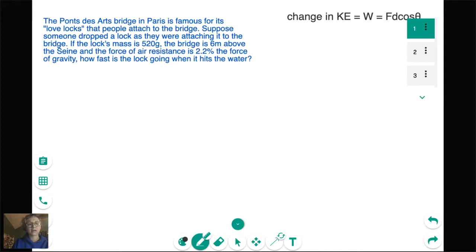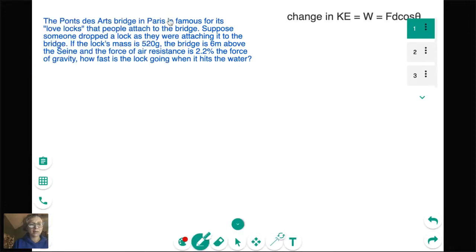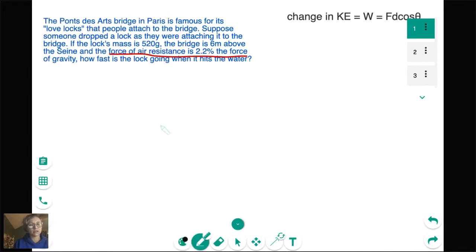If we did not have this thing here about air resistance, then it would be easiest to solve this just using conservation of energy, just saying the gravitational potential energy at the top of the bridge is equal to the kinetic energy just as it hits the water.